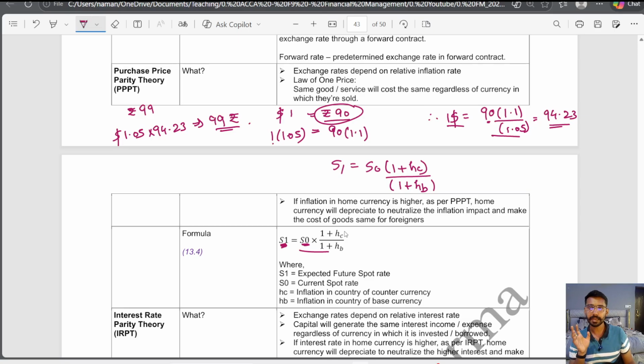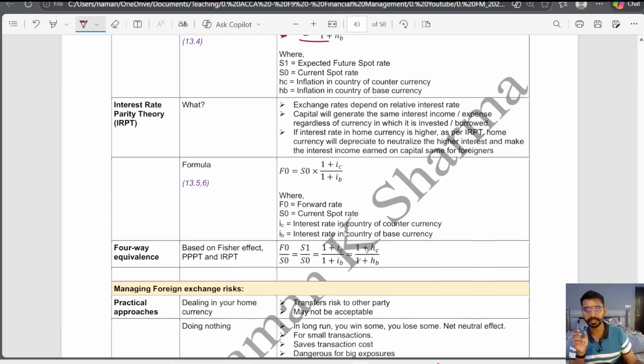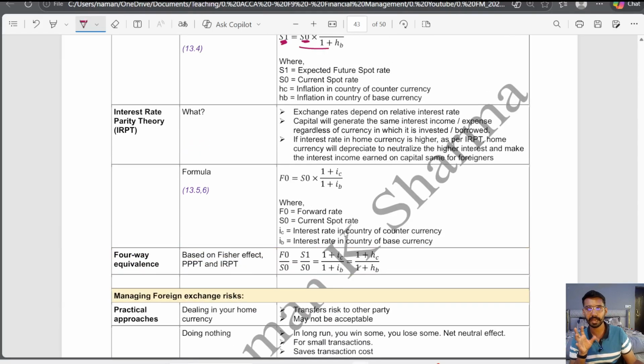The exact same thing happens with interest rate parity. In that case, what it says is that the same amount of capital will generate the same amount of return whether it is invested in USA or in India. Whether it is invested in one country or another, even if the rate of interest is different, it will generate the same amount of return.